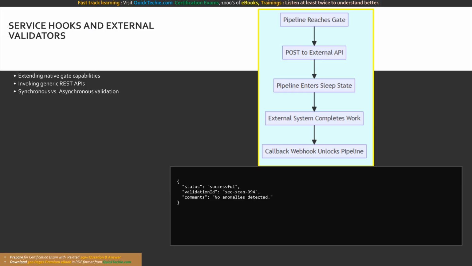While Azure DevOps provides numerous native release gate integrations, enterprise architectures frequently demand interactions with proprietary internal systems. This is achieved by utilizing service hooks and the highly flexible Invoke REST API release gate task. This capability allows your deployment pipeline to send an HTTP payload to absolutely any external validator. For instance, a gate might invoke an internal licensing server to verify that the organization holds sufficient cloud usage quotas before provisioning massive new server clusters.